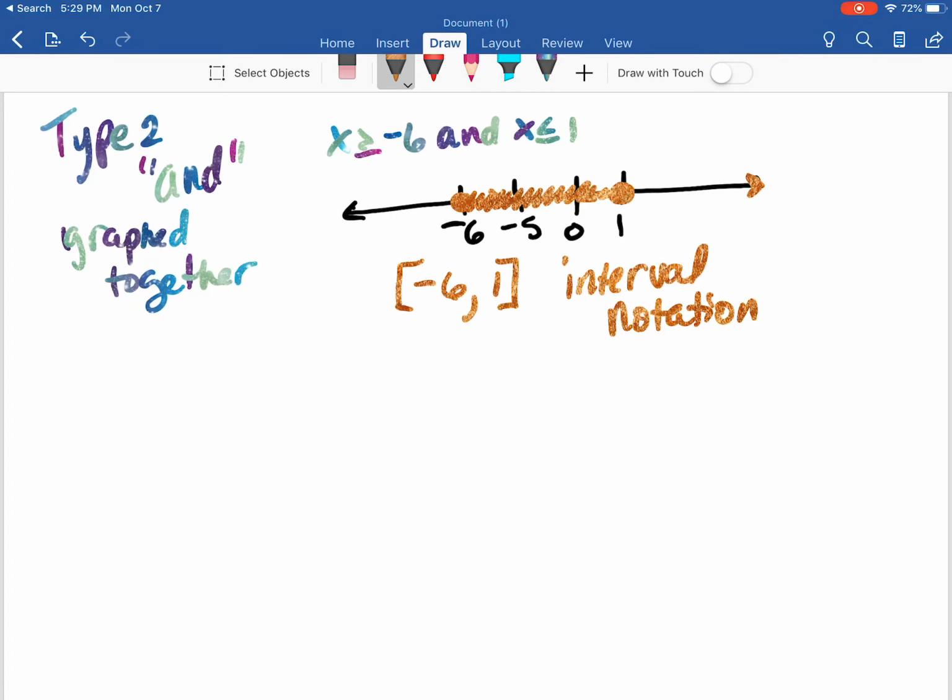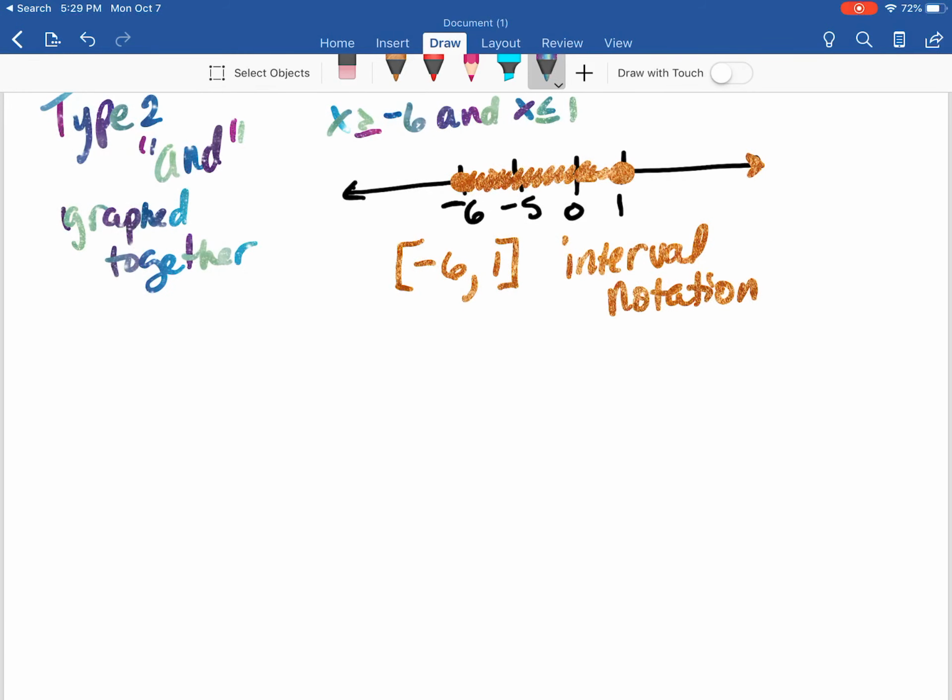Now, let's talk about how we would write this in a more condensed form. Okay? So I have my inequalities up here. I have x greater than or equal to negative 6 and x is less than or equal to 1. When I write this, the negative 6 is going to come first, x is going to be in the middle, and then 1 is going to be on the right side, okay?